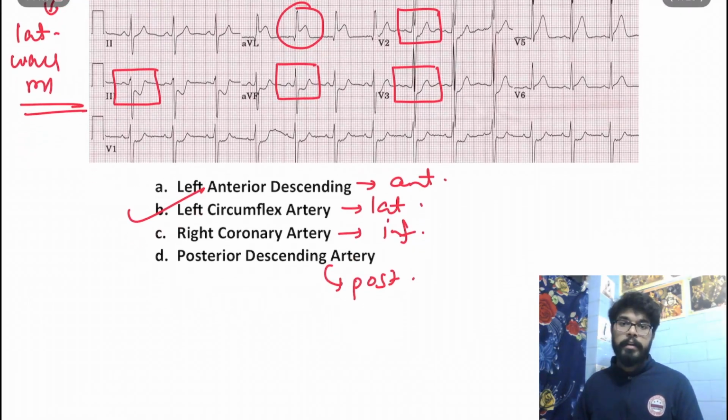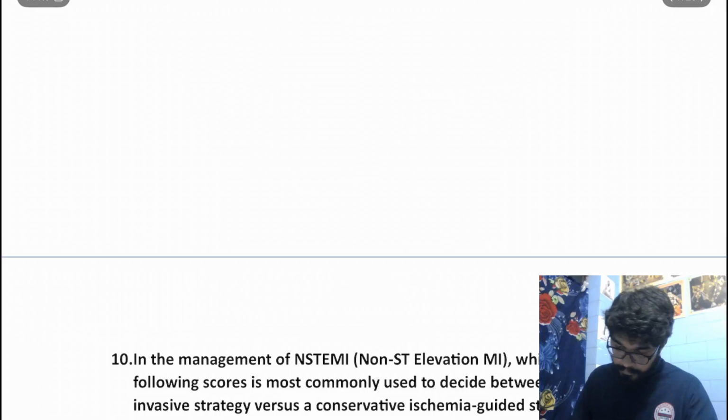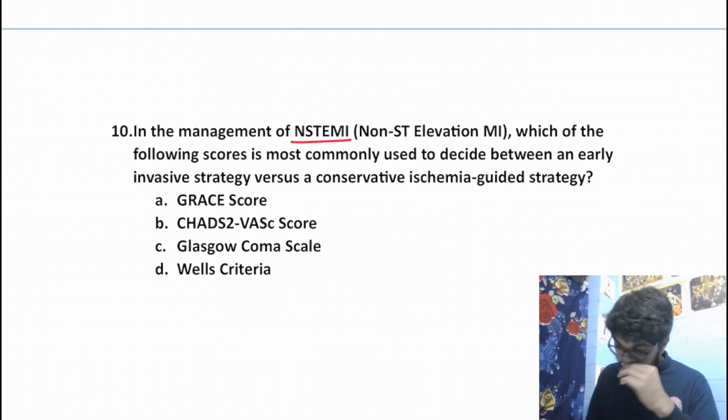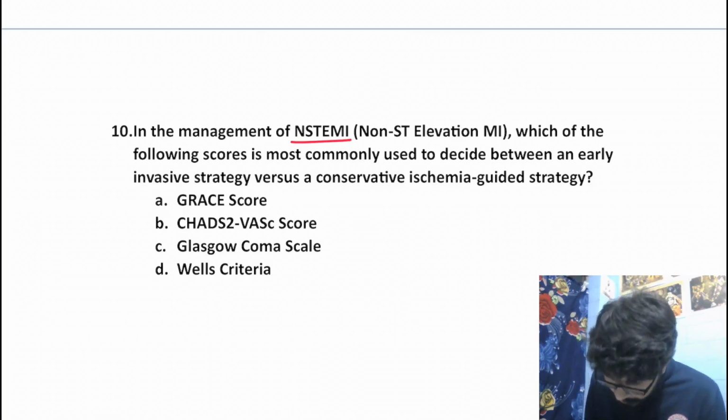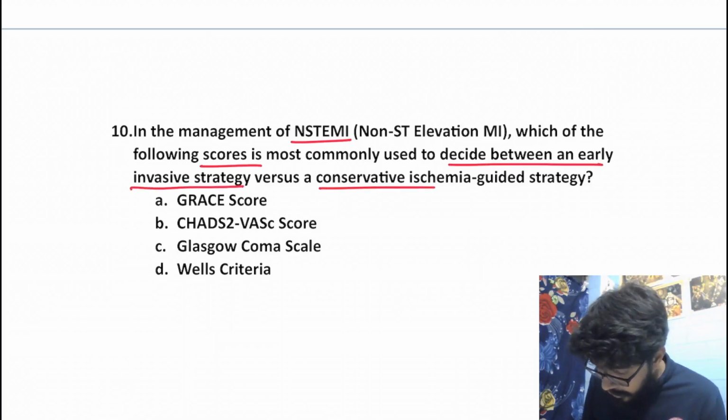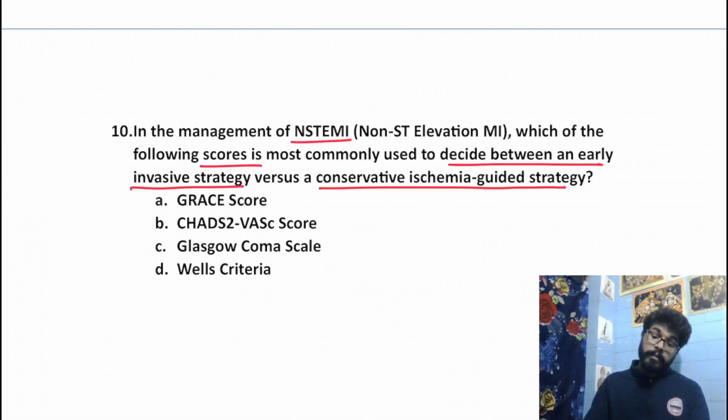So answer would be B. So moving on to the next question. Now, in the management of NSTEMI, which of the following scores is most commonly used to decide between an early invasive strategy versus a conservative ischemia guided strategy? It is again a factual question.